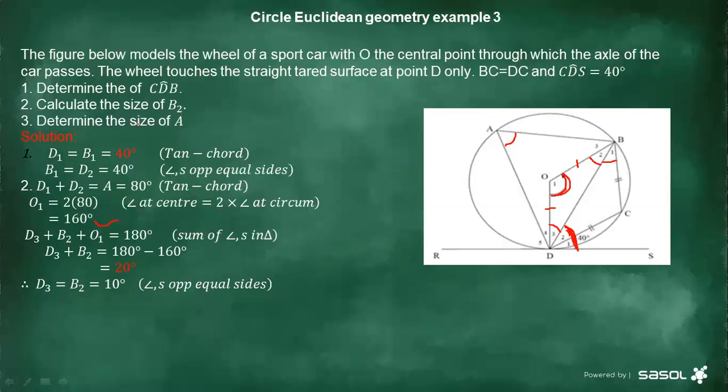Number 3, determine the size of angle A. Remember, already we have determined it. You can just say D1 plus D2 equals A equals 90, tan-chord. Then that's how it was easy for us to calculate the size of angle A.